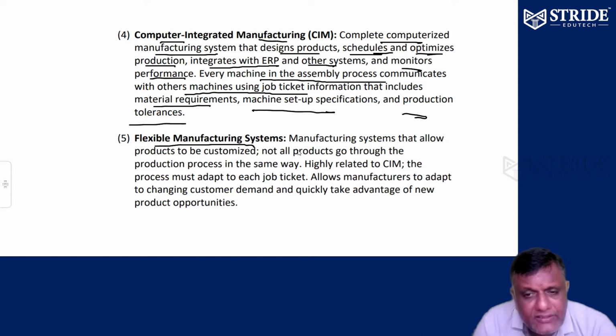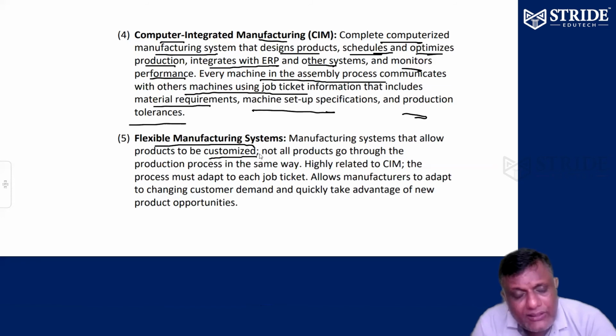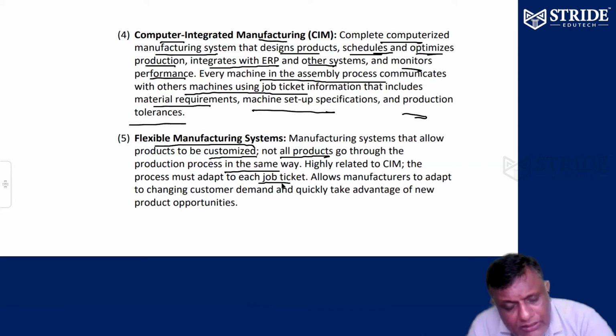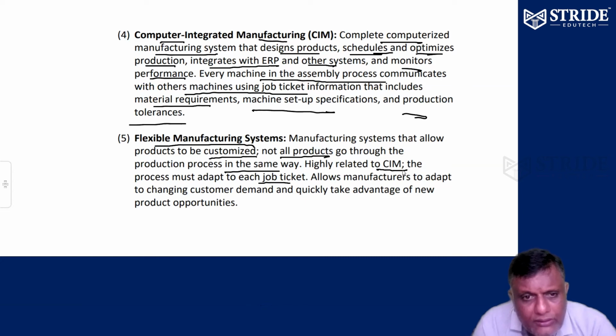So, the flexible manufacturing system. Here the manufacturing system allows products to be customized. Any customer requires customized products, we can do it. Not all products go through this process. Customize a product, job order, that's called job costing. Job costing means the particular customer requires the job. Take the job according to specification and customization, customize the product requirement, do the job and deliver it. That's it. Highly related to computer integrated manufacturing.